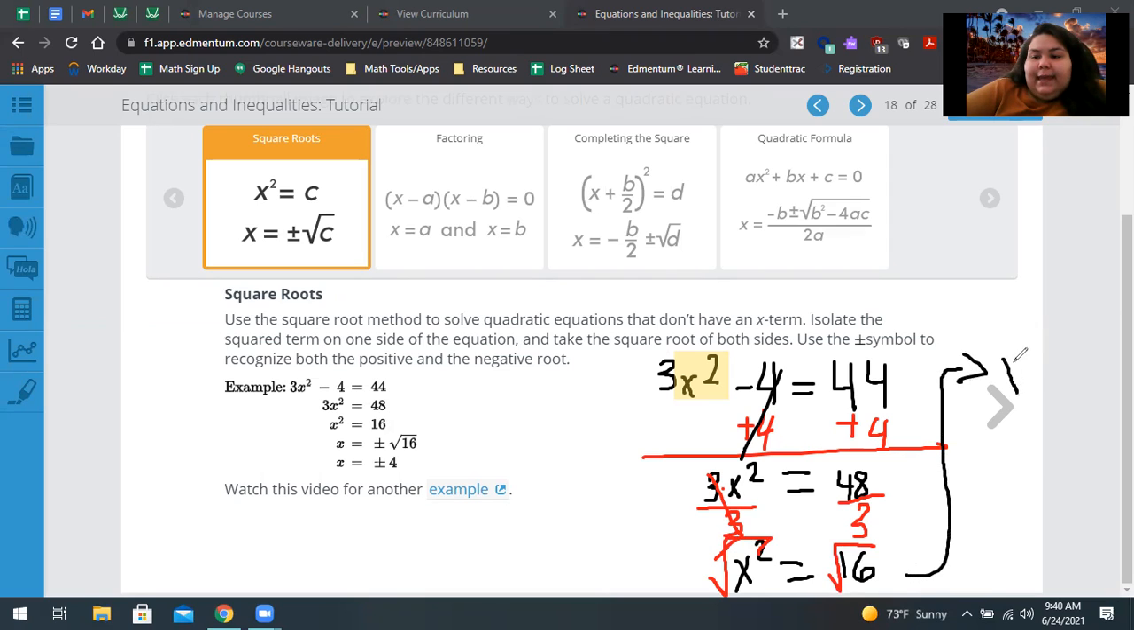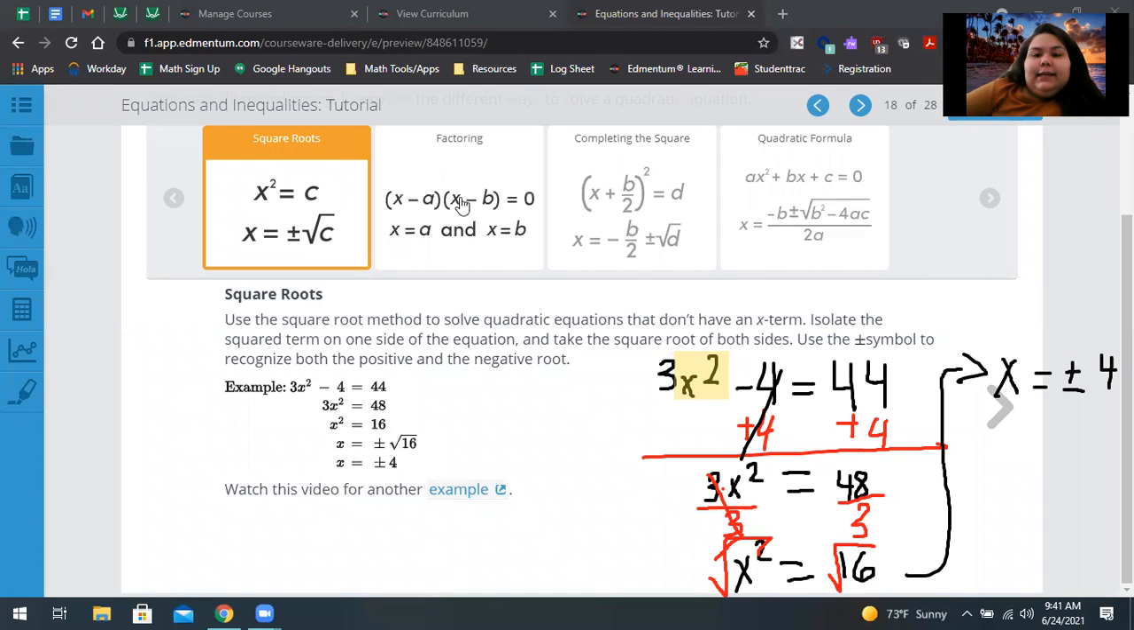This is going to be x equals, now when you take the square root of a value, you are going to have the positive and the negative there, because the square root of 16 is 4. If you think about it, 4 times 4 is positive 16. Negative 4 times negative 4 is also positive 16. So that is something that we need to go ahead and consider.